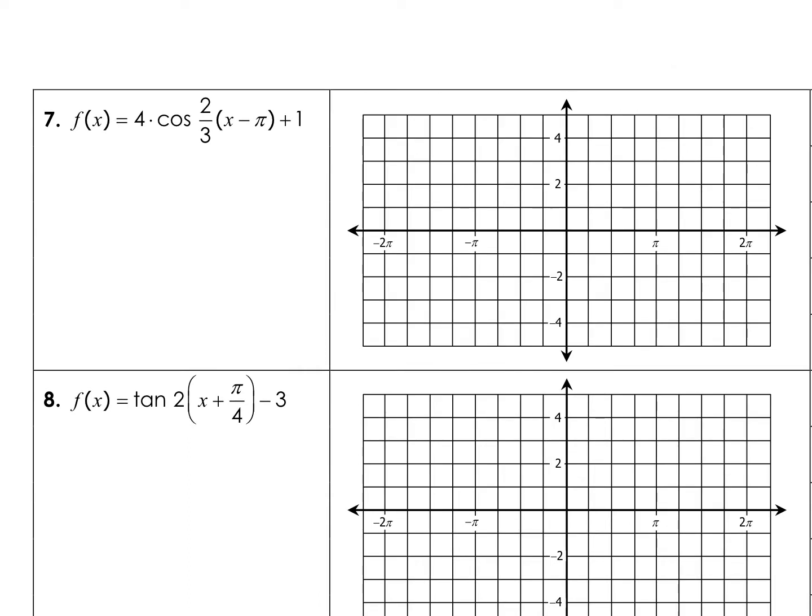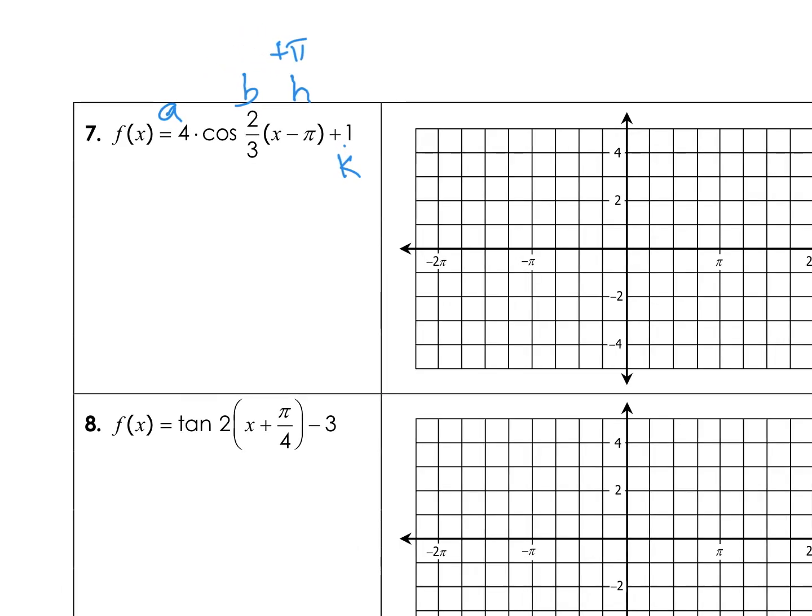Now it's a cosine graph with everything under the sun. It has an amplitude of 4. It has the b value, which is used for my period of pi over 2. It has an h of a positive pi, meaning it's going to the right, and it has a k of a positive 1. It doesn't hurt to write everything that we see.